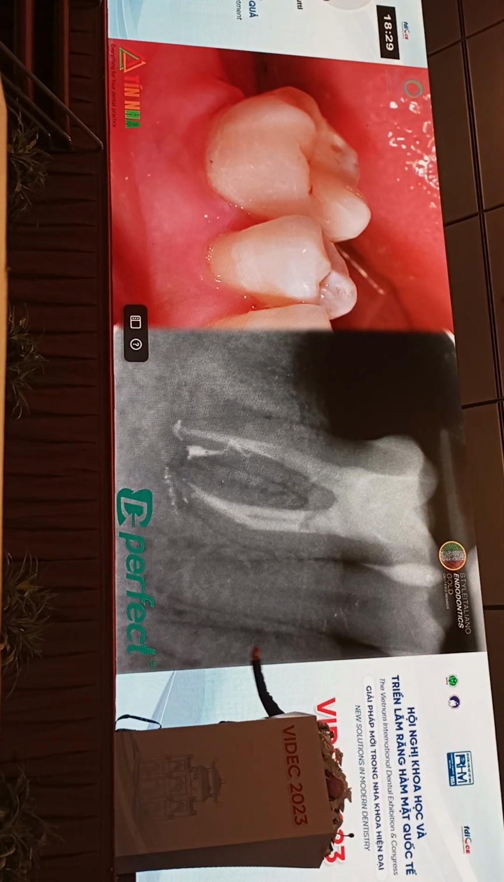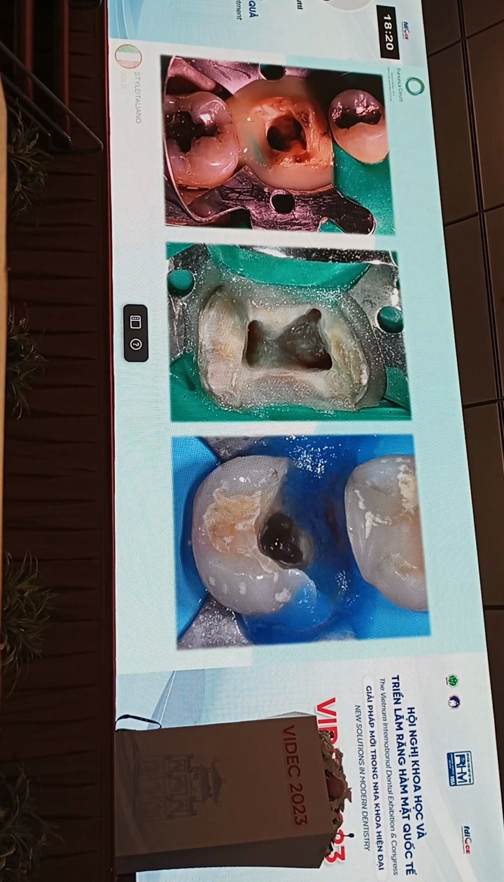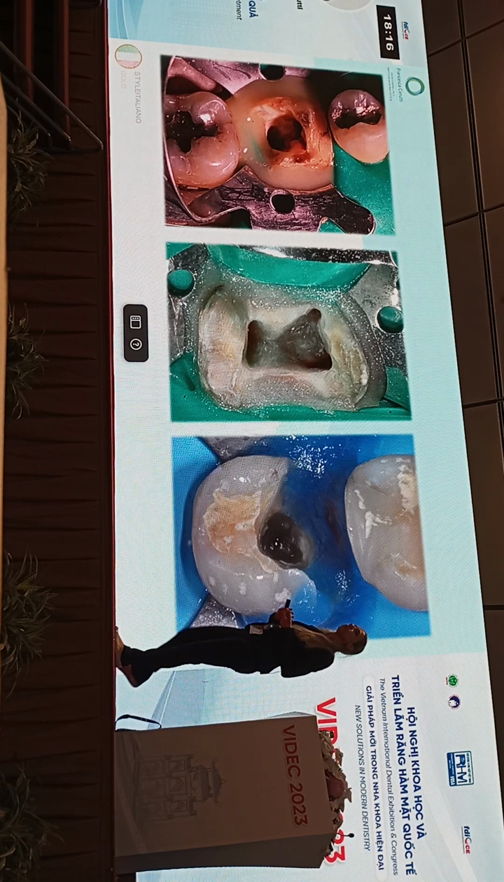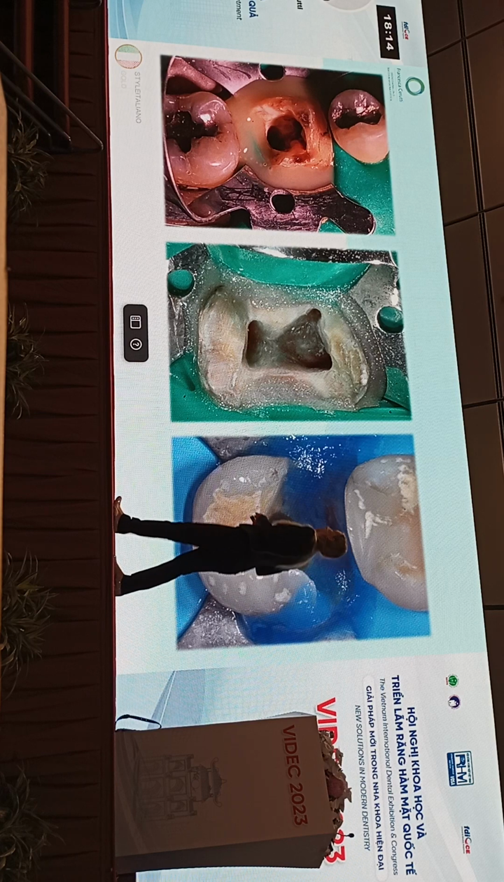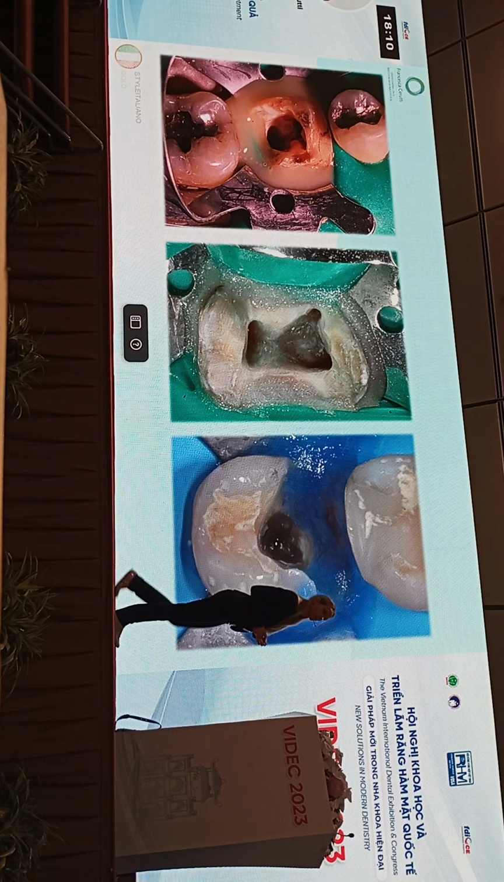One week later, the sinus tract is gone. Two months later, the patient is like this. Do I always have to make a build-up before doing an endodontic treatment? As long as I can put my clamp, no, there is no need.